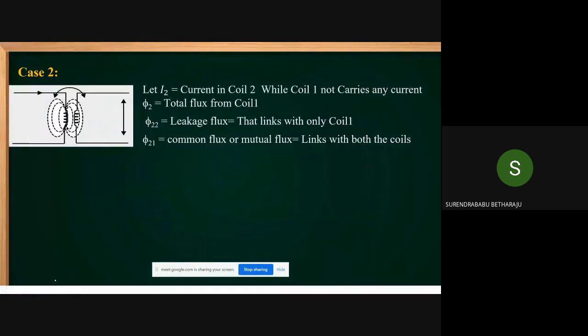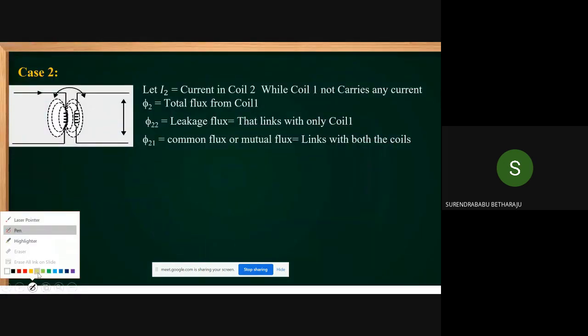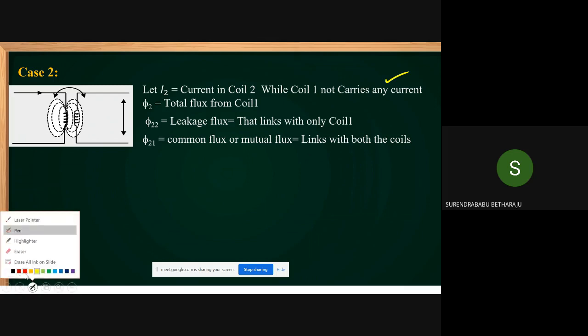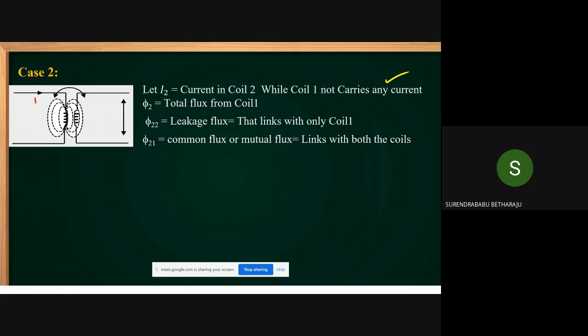Let's see case 2. Let I2 be the current in coil 2 while coil 1 does not carry any current. Now here I am assuming exactly the opposite, students. Let us assume that coil 1 is not carrying any current, that means I1 equal 0, but coil 2 is carrying the current. Then phi 2 is the total flux from coil 2.